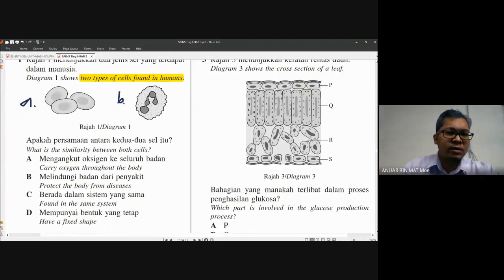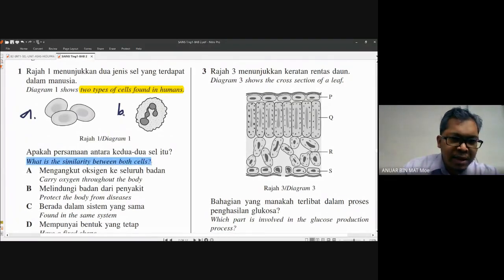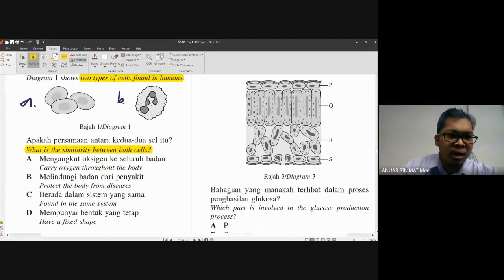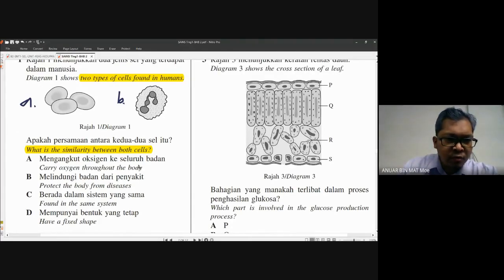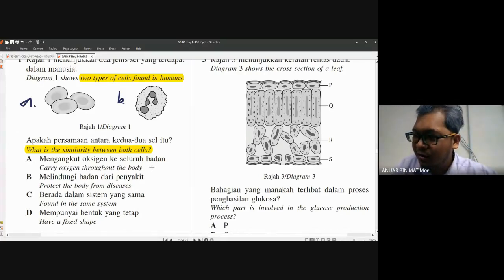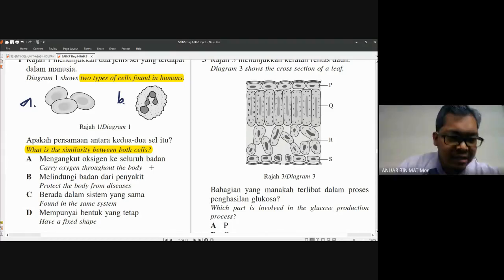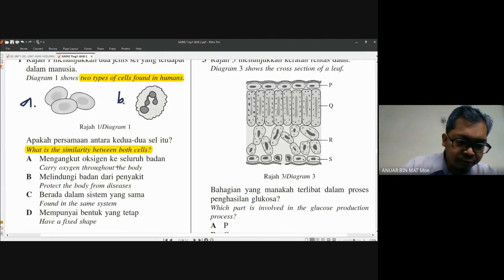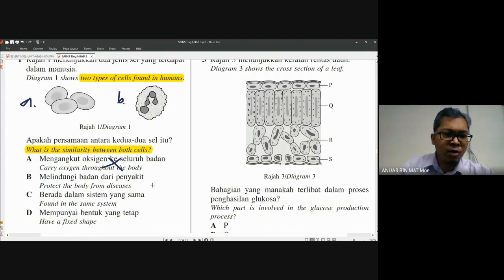Okay. Next one. Question: what is the similarity between both cells? Okay. The question is not asking you about the name, but the similarity. Okay. So we take the options one by one. Carry oxygen throughout the body. Carry oxygen only, which cells? Only red blood cell. Yes, very good. Carry oxygen throughout the body, only red blood cells. So A is wrong. Okay. B, protect the body from diseases.